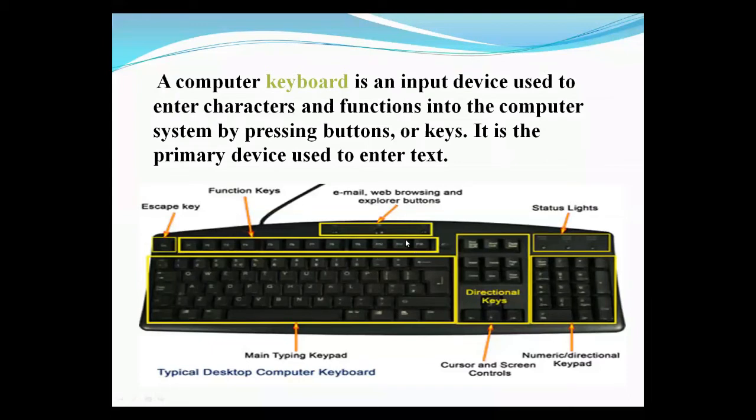These three lights or buttons are called the email, web browsing, and explorer buttons. And all of these keys you see, right, left, up and down, are the directional keys, and all of these keys are the main typing keyboard, in which we have some number keys and also the alphabet keys, and we have another number key.